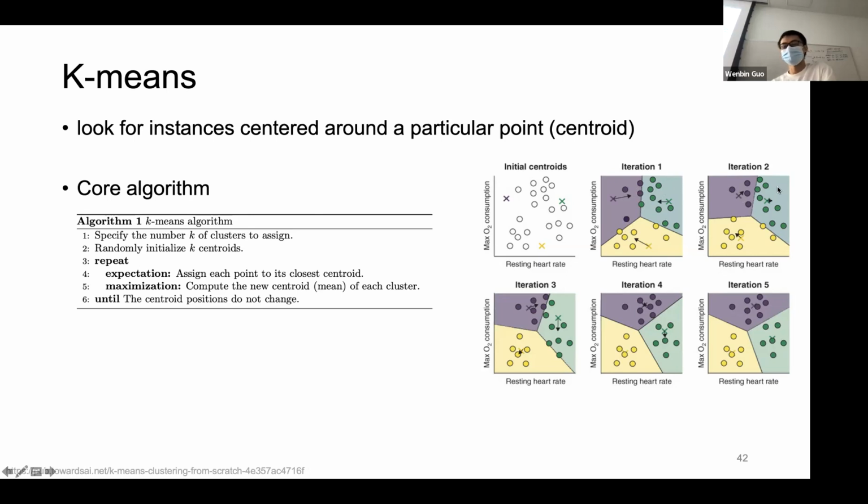And then they repeat the process: after they have the updated location of the centroid, they do another round of sample assignment, and then another round of centroid calculation. They repeat this process until the centroid doesn't change much. This will generate the final result of clustering. It's a very simple idea, but it's very effective, and it makes quite a lot of sense.